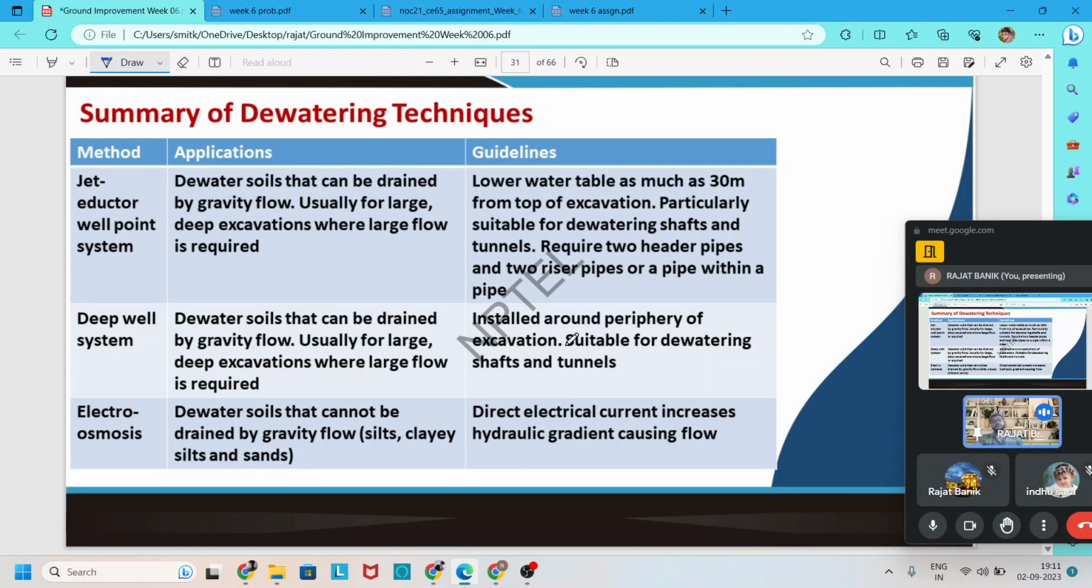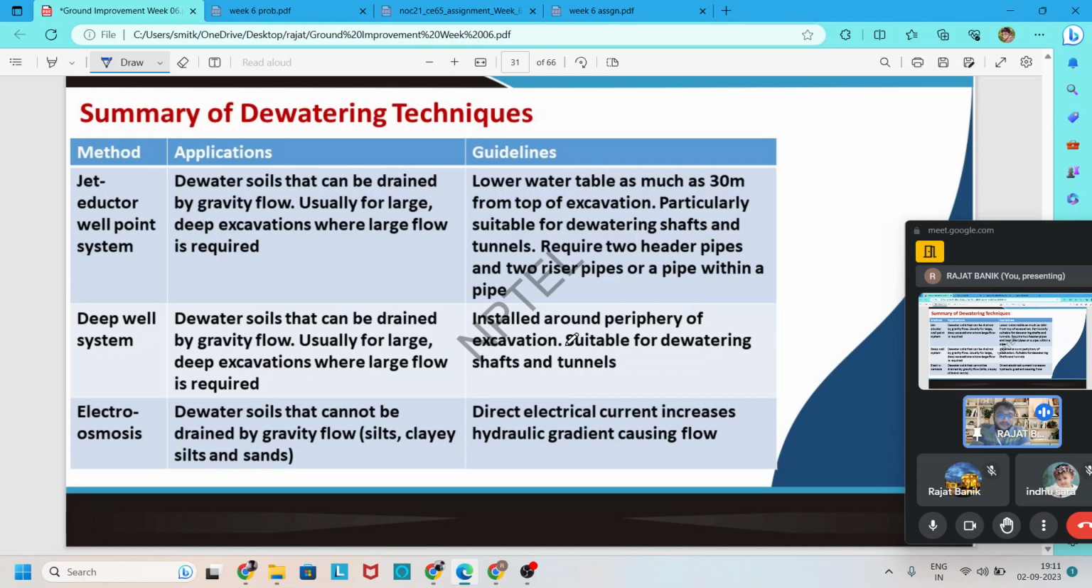It is a well-known but very expensive dewatering technique, and it also lowers the groundwater table to a much greater depth. In the application part, it is said that it dewaters soil that can be drained by gravity flow, usually for large deep excavation where a large flow is required. That means when we need to remove a large water flow from the ground, for that reason, the jet eductor well point is used.